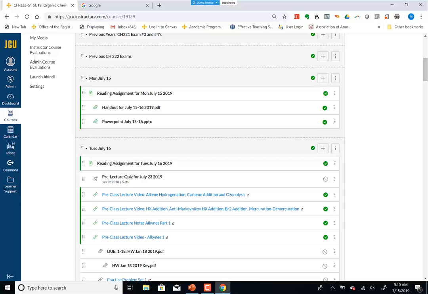So we're going to use that flipped format, because that's going to make it more active on your part. But again, if there's something that doesn't make sense, that's where you have to ask questions. Or if you had difficulties with a problem in the book, then you can ask about that as well.